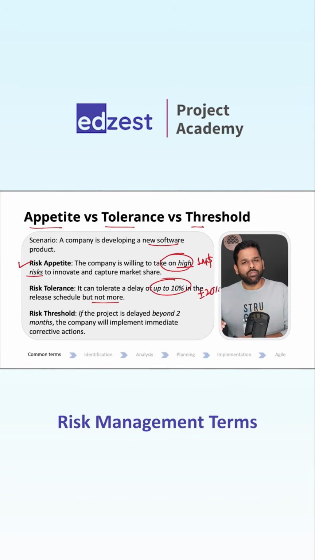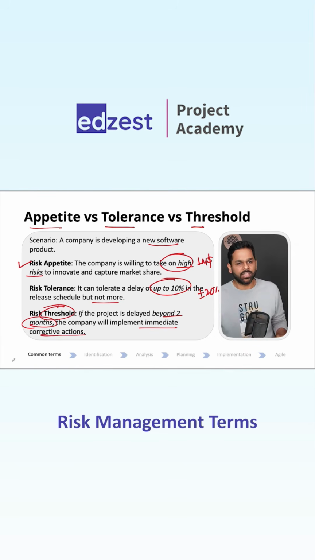And threshold would be your upper limit. That if the delay is beyond 2 months, which is my threshold, we may close the project, we may terminate the project, or we may take another corrective action which is required. So threshold is a limit. We cannot go beyond that. Right? So appetite is our general way of accepting the risk. Threshold is the upper limit. The general appetite is high, but how much high is defined by the threshold.